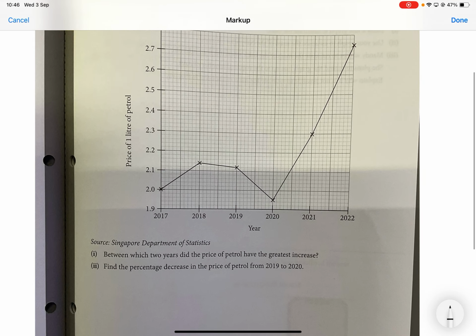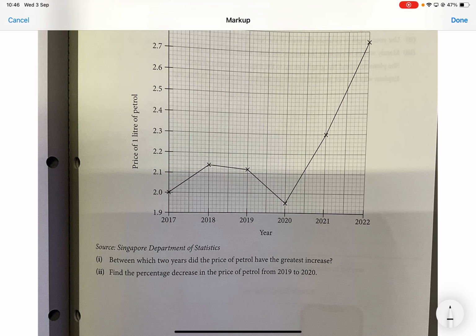Let us look at the questions. So same. It is important you know the y-axis is the price of 1 liter of petrol. So the entire graph, we are reading in 2017 the price of petrol is $2, then go up to 2.14 in 2018, then come down to how much, to how much.